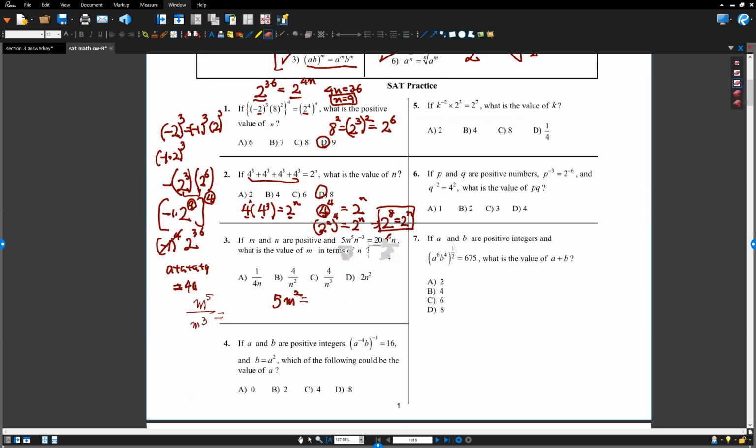But now the next one, we divide by n cubed, but this is negative n cubed, right? Divided by negative n cubed. So on the right-hand side we still have 20. This is n to the 1 over n to the minus 3. Keep continuing this one: 20, n to the 1 minus negative 3, isn't it? This equals 20 n to the fourth power. That is 5m squared.